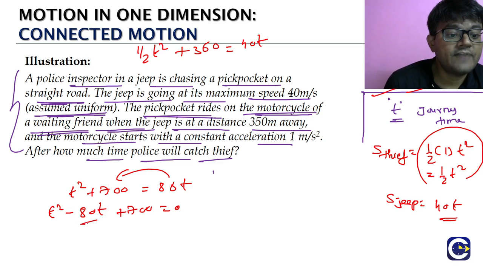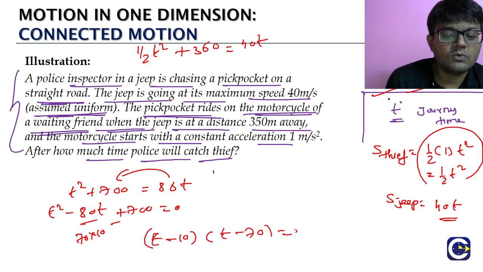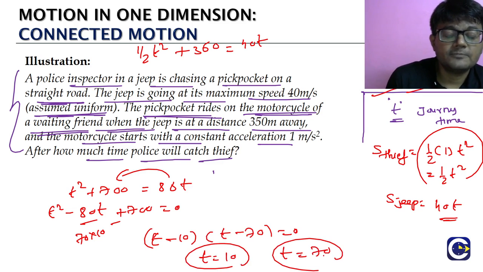We'll have to see if we can factorize it. See, we can factorize it as what? 70 into 10, because 70 times 10 is what? 700. Means the factors will be what? (t minus 10) into (t minus 70) is equal to 0. Means we'll get the values of time to be either t is equal to 10 or t is equal to 70.